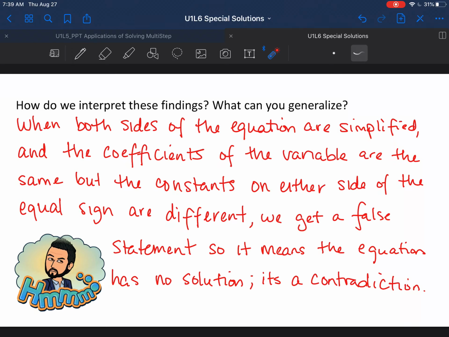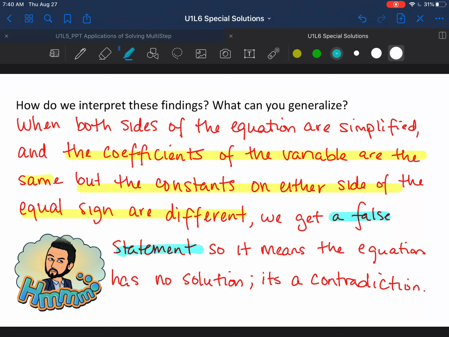So let's break this down. Basically what I'm saying is, once you simplify the equation, right? Simplify means that you no longer need to distribute and you no longer need to combine like terms. Once you've done both of those steps, you can see that the coefficients of the variable are the same, but the constants on either side of the equal sign are different. You might have a 2 and a 5. They just can't be the same. Then you're always going to end up with a false statement.